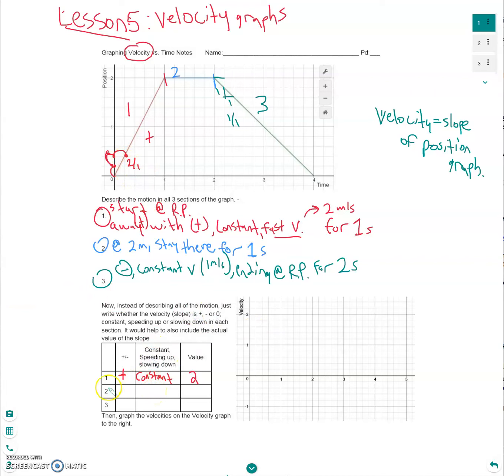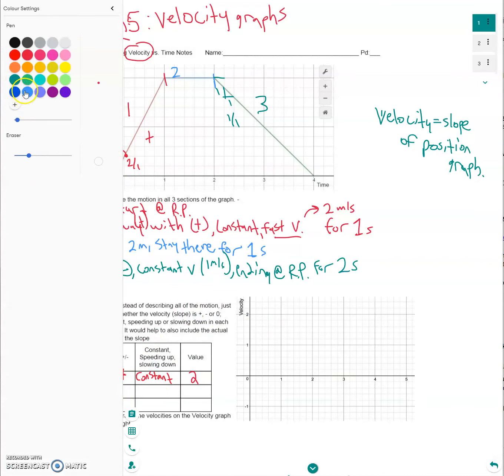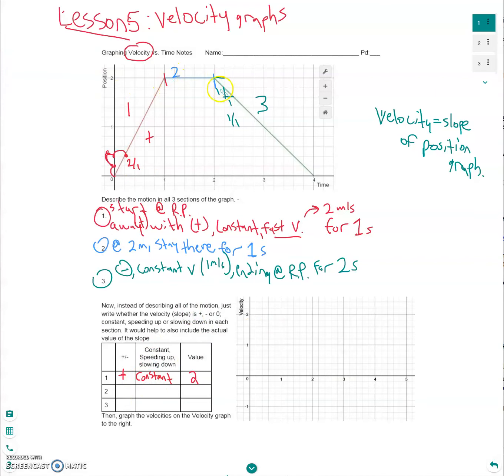Okay. In section 2, the slope, it's a flat line. So do we need to write positive or negative here? No, it's 0. There we go. So we've got a slope of 0 here, and is that going to stay that way? Yeah, it's constant. It's constantly 0. And what's the value? It's 0, you guys. So when the line is flat on the position graph, that's the easy stuff. That's when you know the velocity has to be 0.